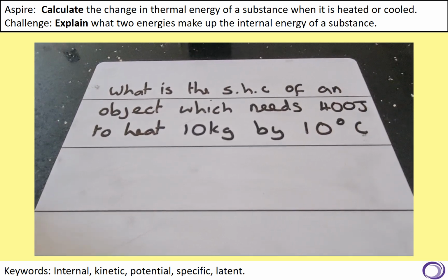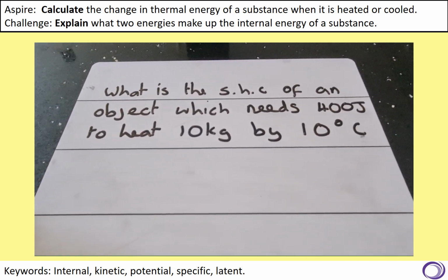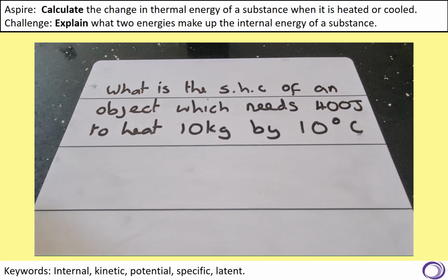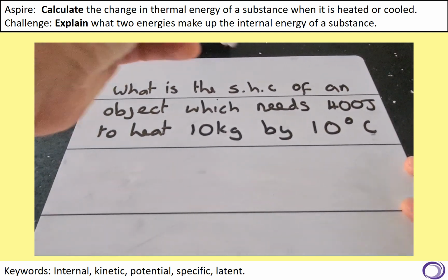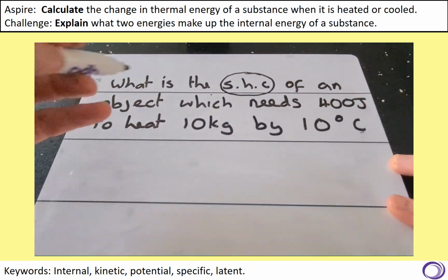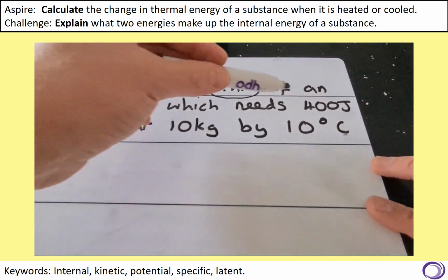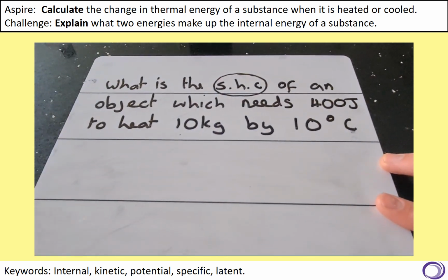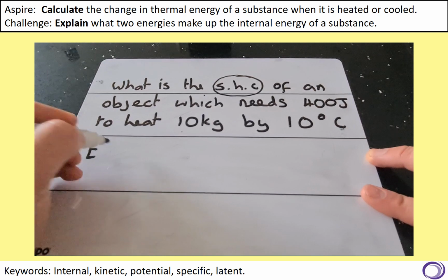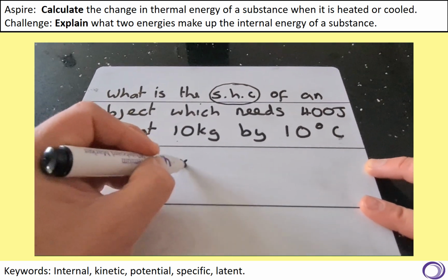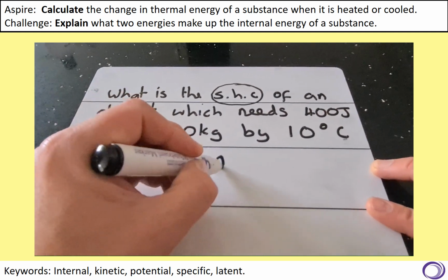Okay, so this one's a little bit harder because it involves rearranging the equation, and I've said that I will go through each of these every time with you just to help you with them. So this time it's asking what is the specific heat capacity of an object which needs 400 joules to heat 10 kilograms by 10 degrees Celsius. So again, write out your equation. So E, energy needed, equals mass times the specific heat capacity times the change in temperature.